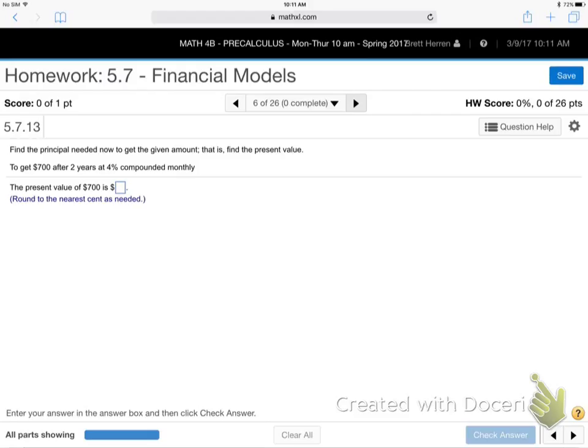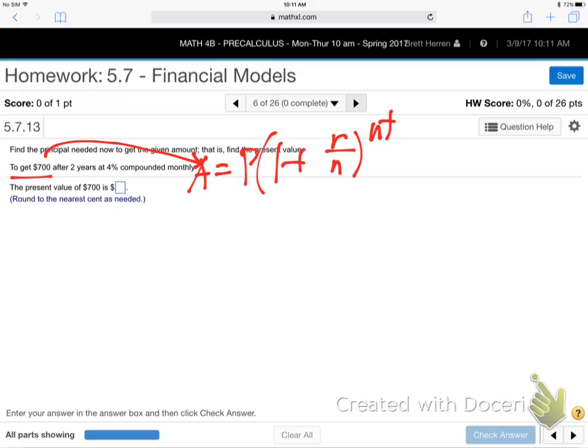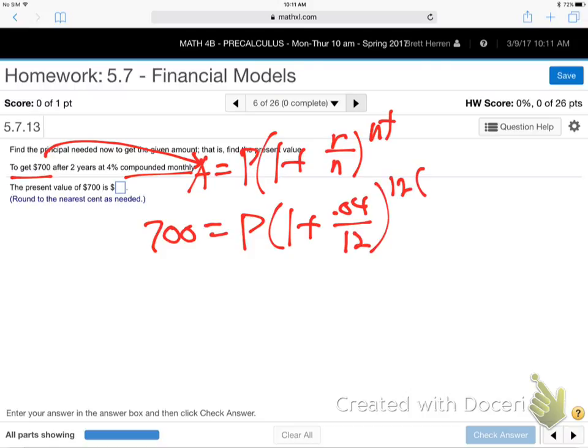Okay. $700 after 2 years at 4% compounded monthly. Let me let you try that one. So we just say, all right, A equals P times 1 plus R over N to the NT. The 700 is the amount, right? The A is the amount you get later. So that's the 700. We're trying to solve for P. The R is 4%. Monthly means N is 12. T is how many years? 2 years.